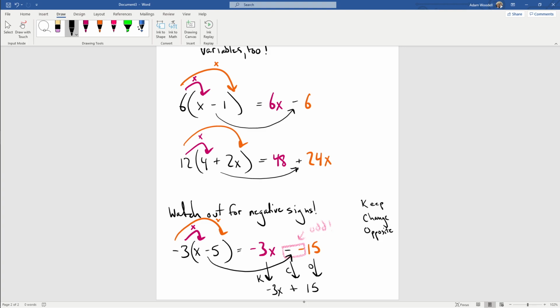So this is always a good tool to use if you're dealing with two signs right next to each other, because that's generally pretty weird.